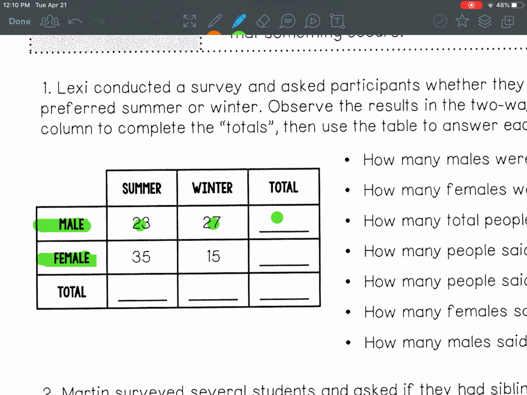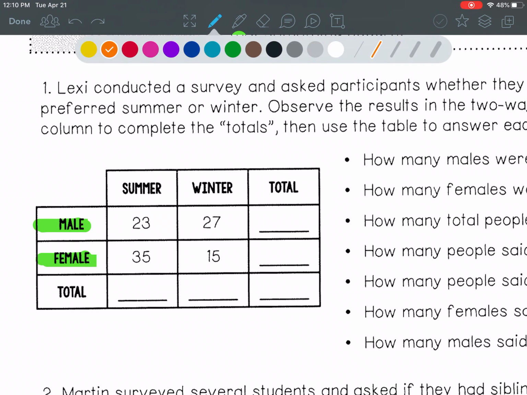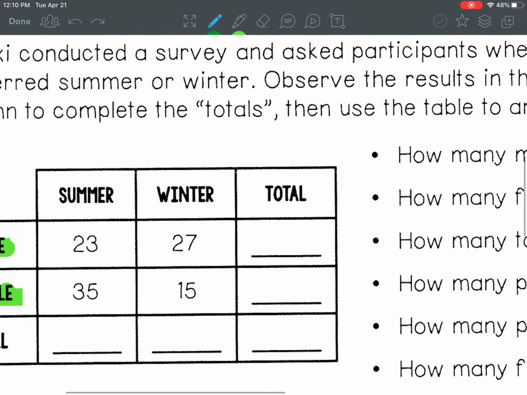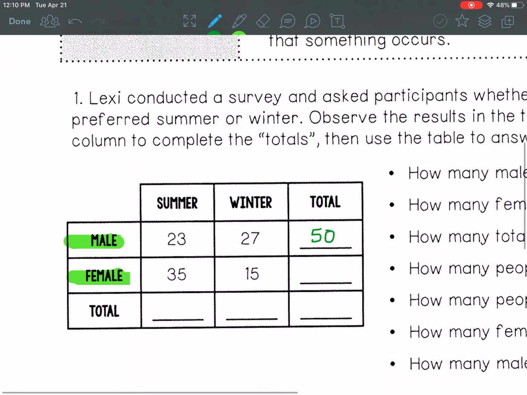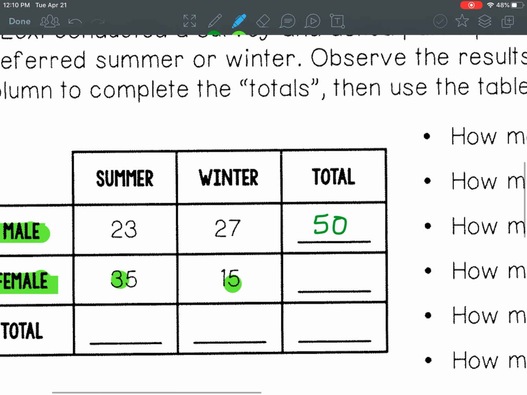Okay, so I'm going to erase those so we don't get too many colors on top here. 23 plus 27 should come out to 50. So, we know that 50 males were surveyed. Okay, same thing then with the females. We can add them up this way, 35 plus 15. It doesn't necessarily have to be the same number. In this case, it is, so 50 females were surveyed as well.